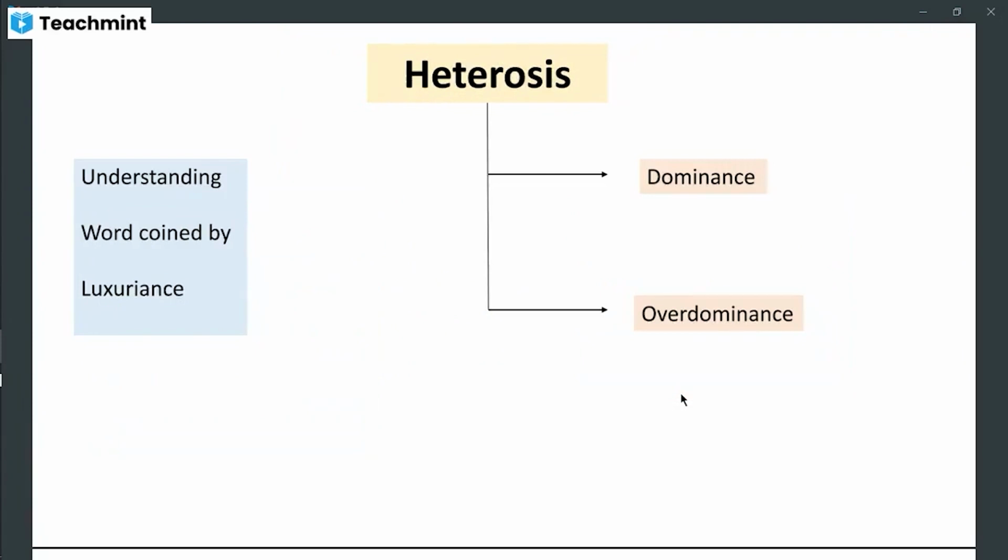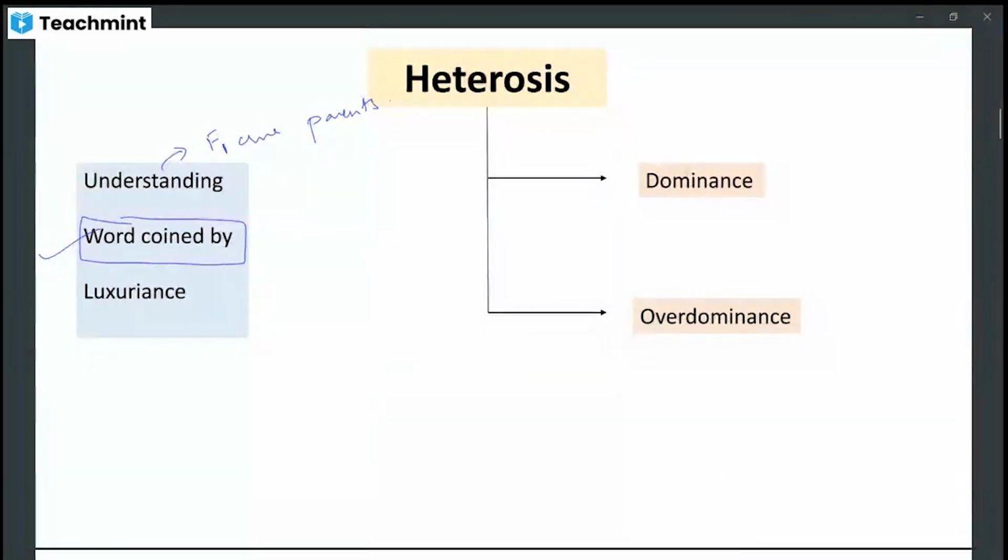Coming to the term heterosis, your understanding is that it is the superiority of the F1 over parents. Who coined the term heterosis? The term heterosis was given by a scientist named G.H. Shull. Right, so Shull gave the term heterosis.